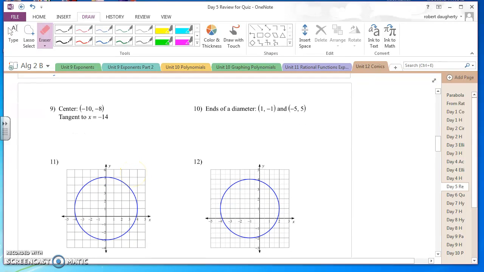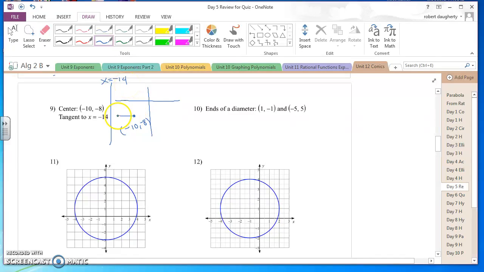Okay, let's continue on with page 2 of this review. Center is -10, -8. Tangent at x equal -14. So I'm going to draw these points. At -10, -8, somewhere right here. That's the center of my circle. There is a tangent line at x equal -14.